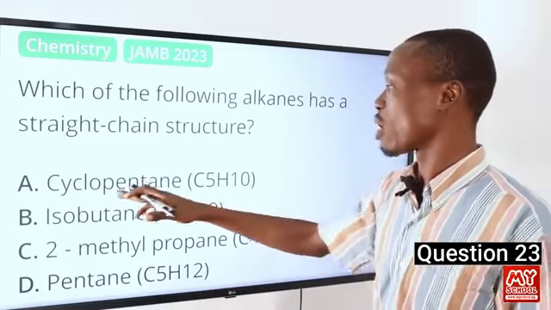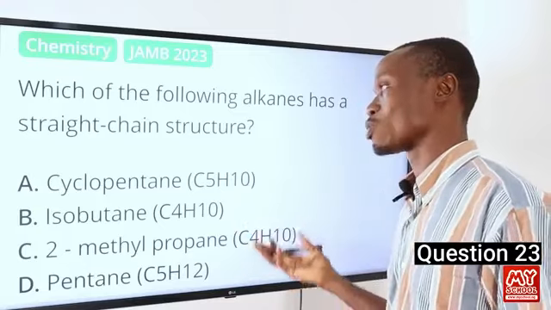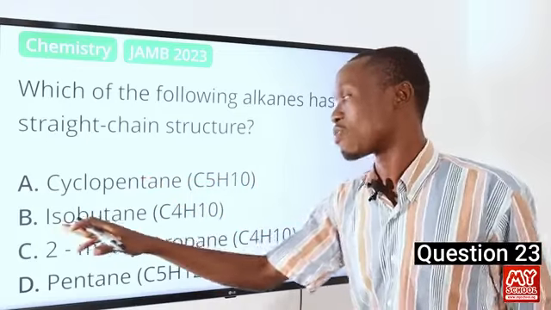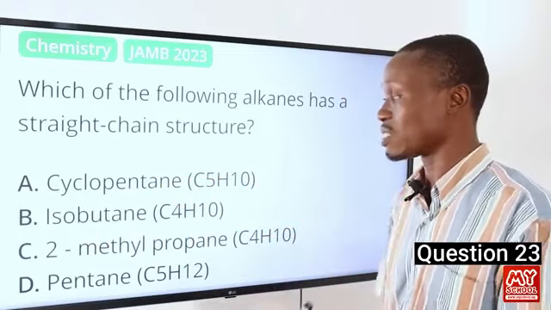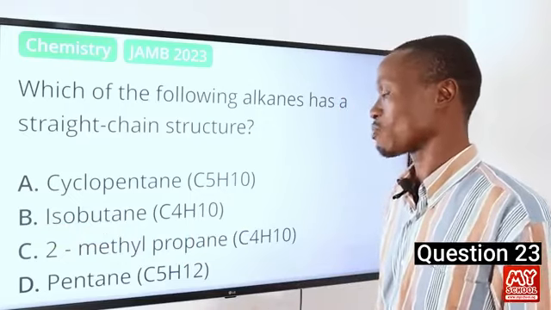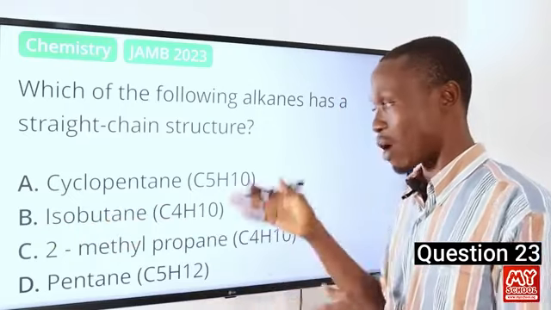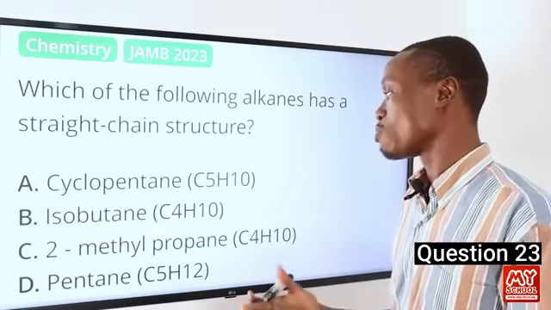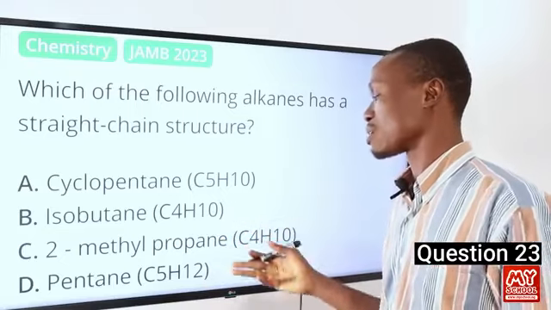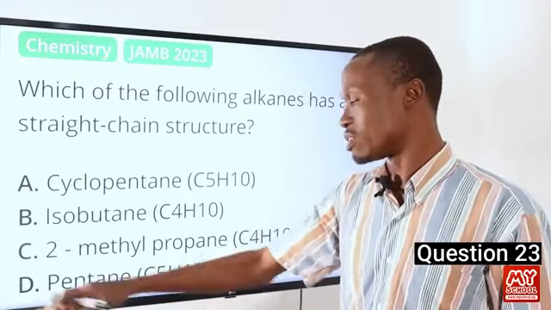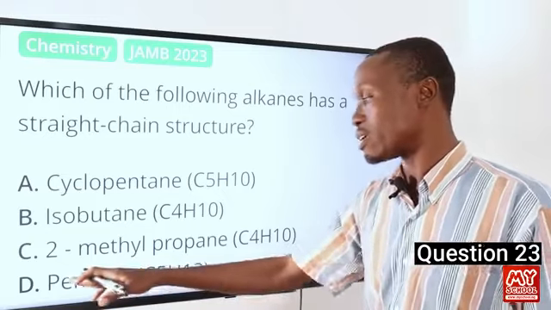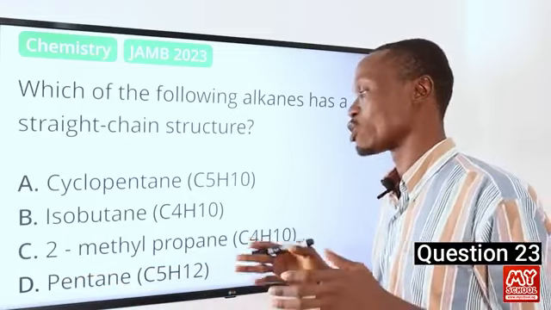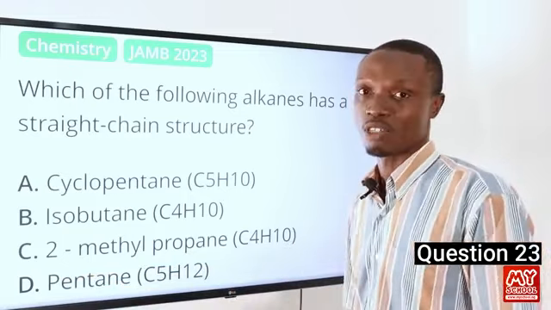The first one here is cyclopentane. Cyclo suggests cyclic, something that is circular in shape, so this cannot be a straight chain. Then we have isobutane, which is the same thing as 2-methylpropane. Of course, isobutane has a branch, so this cannot be the answer. Option C is the same thing as B, 2-methylpropane, and this alkane has a branch. Then D, we have pentane. The pentane here doesn't have any branch, it's just a straight chain. The carbon atoms are arranged in a continuous straight chain without any branch. So D is the correct option.